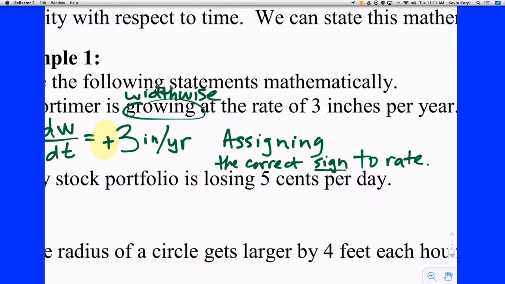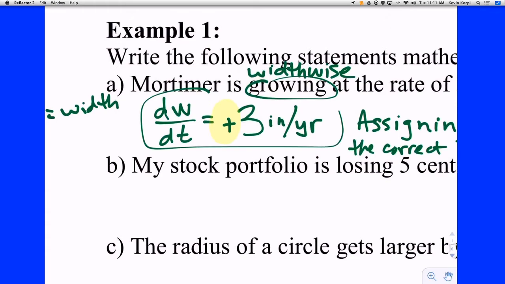It's not a big deal if you forget to consider that if it's a positive rate, because most people, when they put 3, don't put -3 by default. They put 3. But if Mortimer was losing weight, losing girth, and you didn't put negative down, then you'd be in trouble. Okay? So there you go. This now says the exact same thing, very efficiently, mathematically. The dW/dt is positive 3 inches per year.